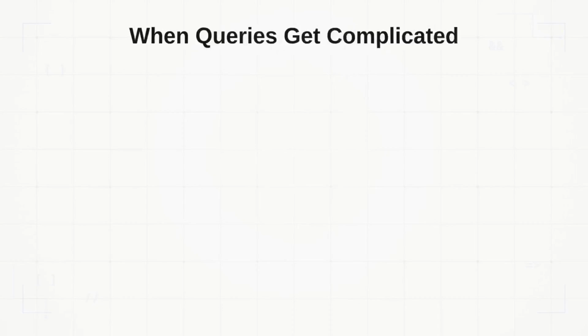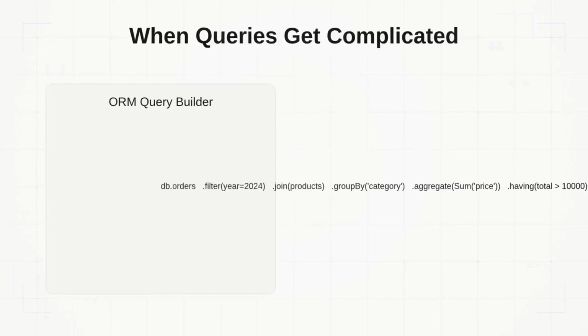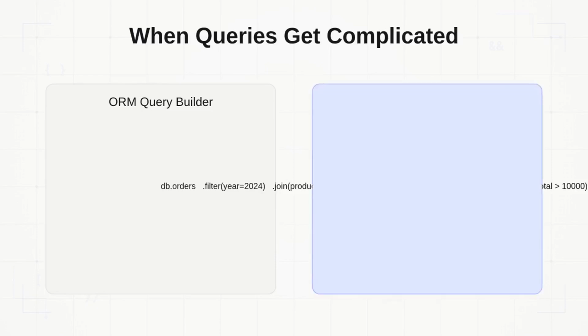The N+1 problem is a classic, but the performance issues don't stop there. As your application's logic becomes more sophisticated, so do your data requirements. You might need to generate a complex analytics report that aggregates data from multiple tables, uses subqueries, or relies on advanced database-specific functions. While most powerful ORMs provide a query builder to construct these complex requests, the resulting code can become verbose and unwieldy, often more complex than the SQL it replaces.